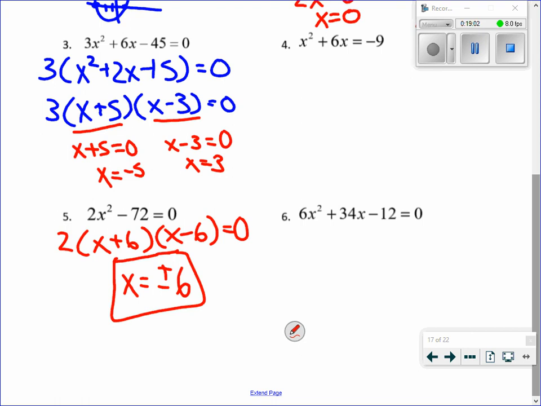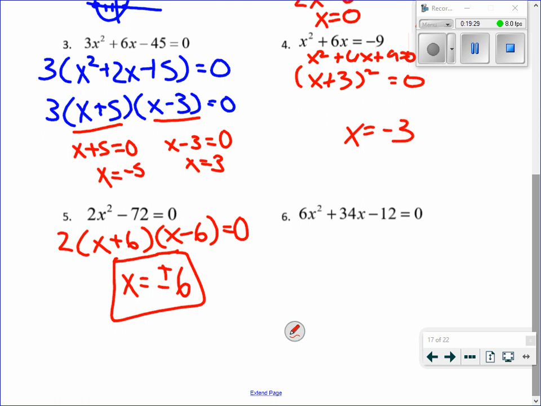So looking at number 4, when you factored, you should have gotten x plus 3. You move your 9 over, so it's x squared plus 6x plus 9 equals 0. So you should have gotten x plus 3 squared, and that's equal to 0. And you should have found x to just equal what? -3. So let's talk about what that means.